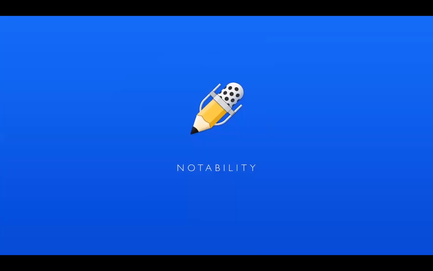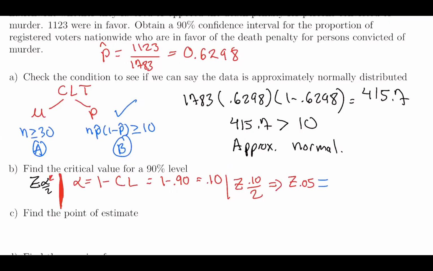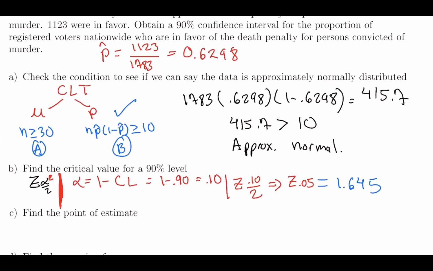All right, so let me move this over. So you get 1.645. All right, and that's it for B. All right, any question in regard to B? All right, so let's do C. So C, we technically already did it. If you look at C, it says find the point of estimate. So the point of estimate is just p hat.